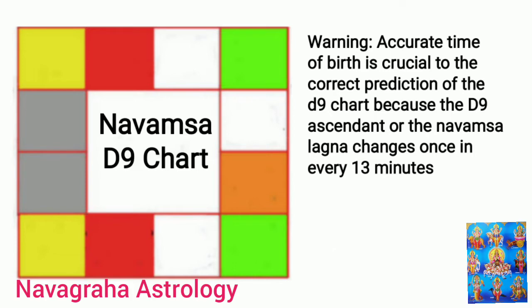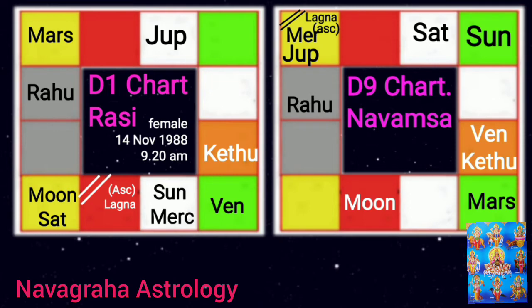Let's take an example now. This is a female's chart. Her rising sign is Scorpio and her moon sign is Sagittarius. Before we analyze the chart, let's look at the basics.